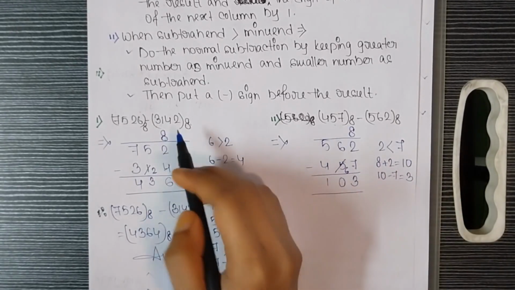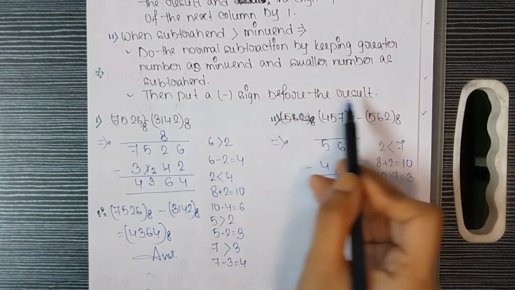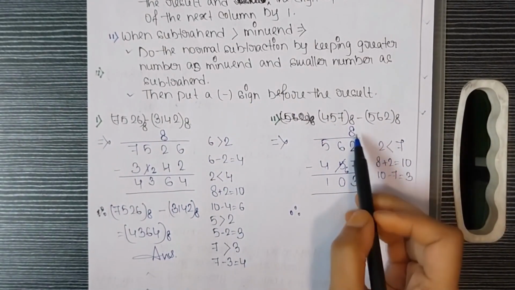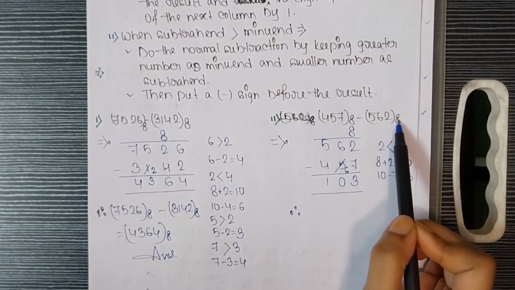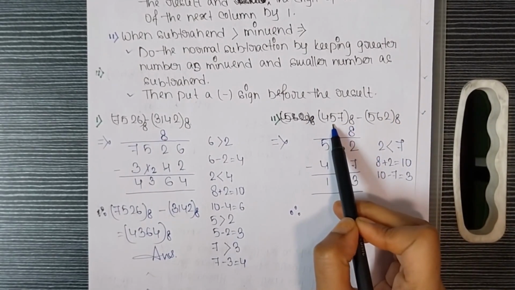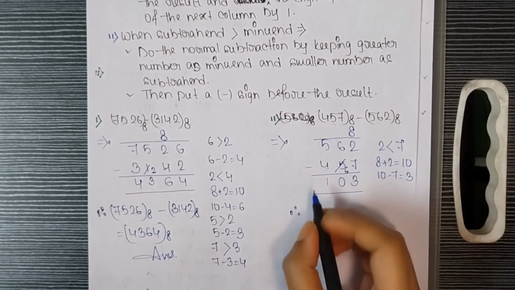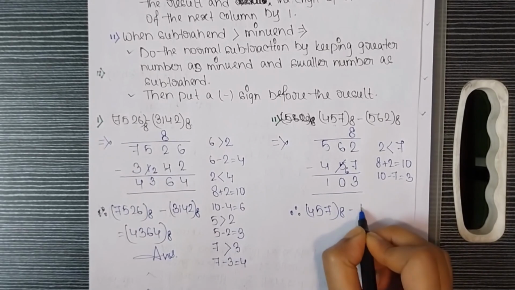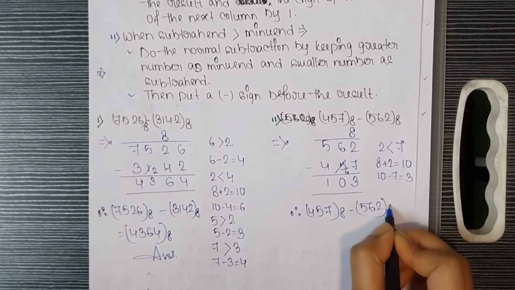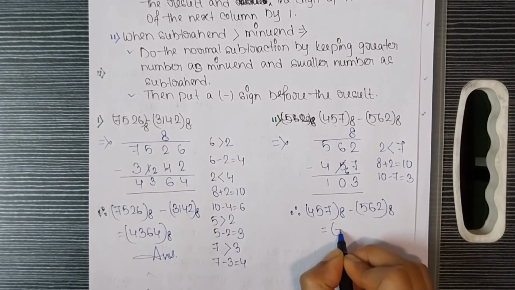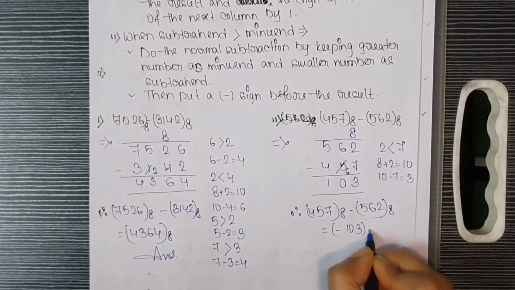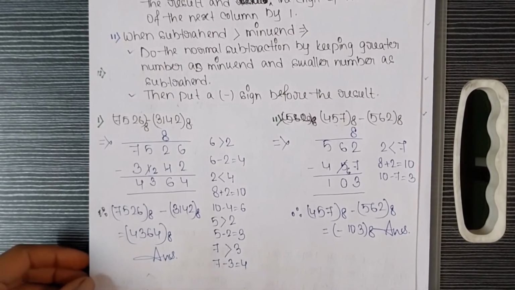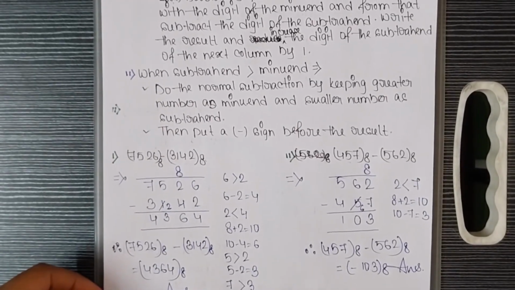Now we have to put a minus sign before the result. We just put a minus sign because in the original example, the minuend is smaller than the subtrahend. So 457 minus 562 is equal to minus 103. So this is how you can solve octal subtraction.